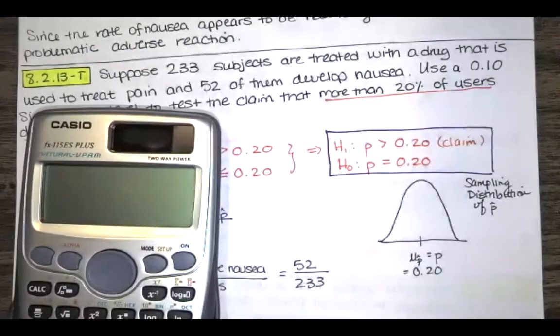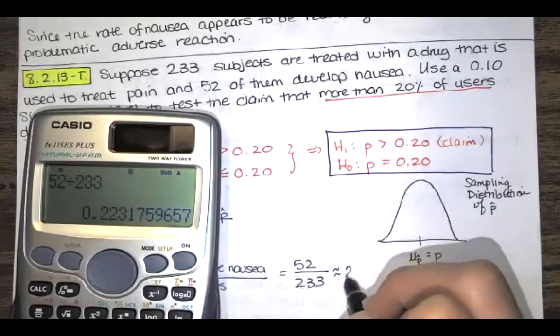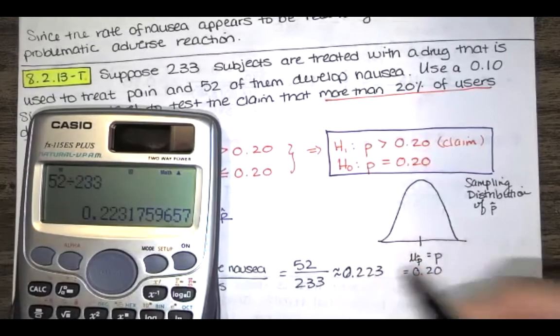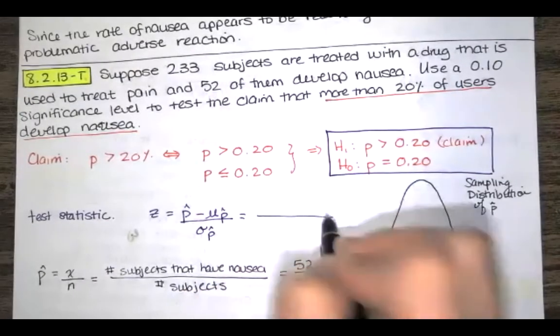And we can use a calculator to approximate that. I prefer to use the exact answer if I can. So I get about 22.3% or 0.223 as a decimal approximation of that. Okay. So that is our p hat.